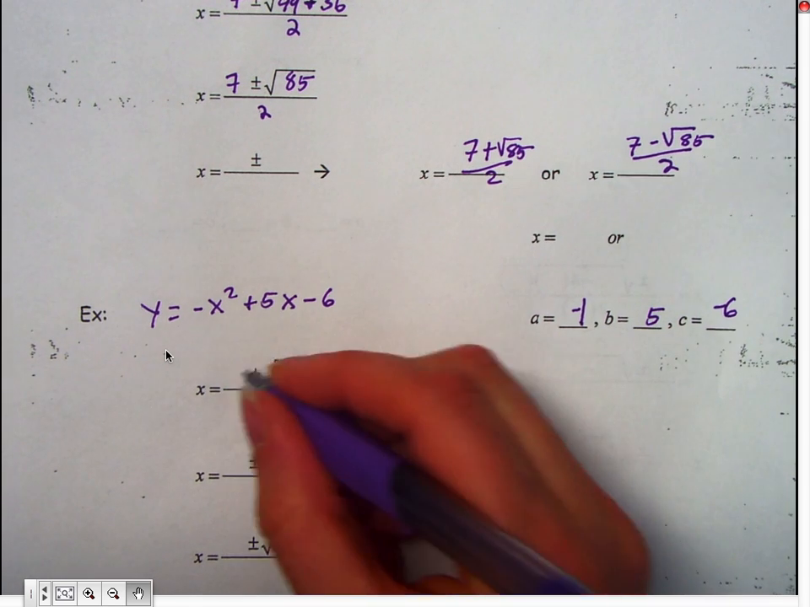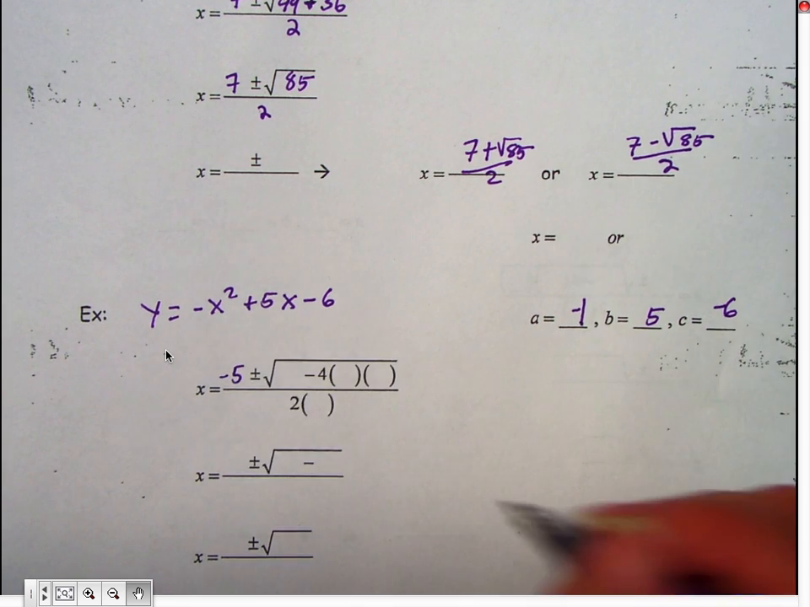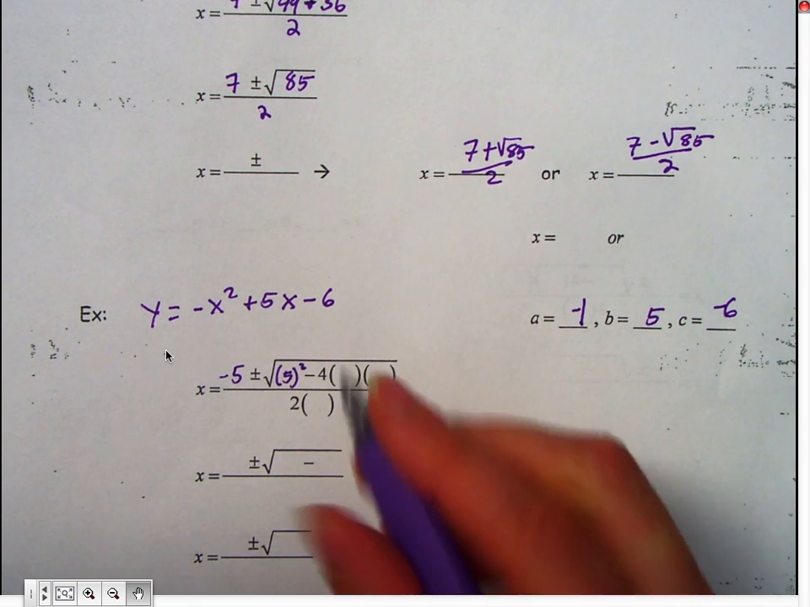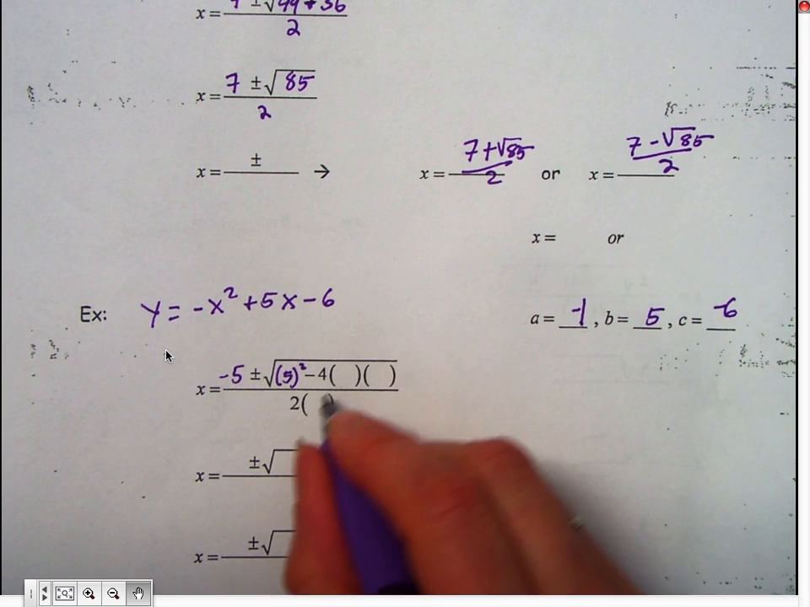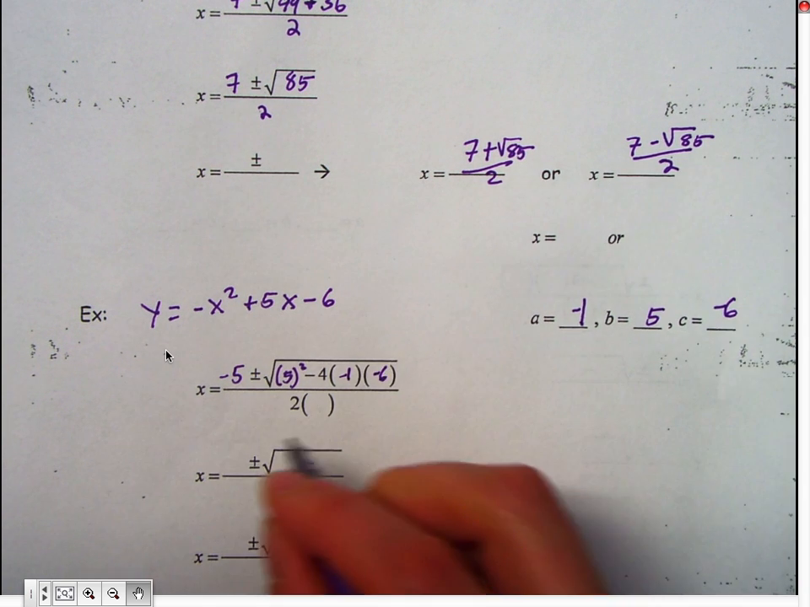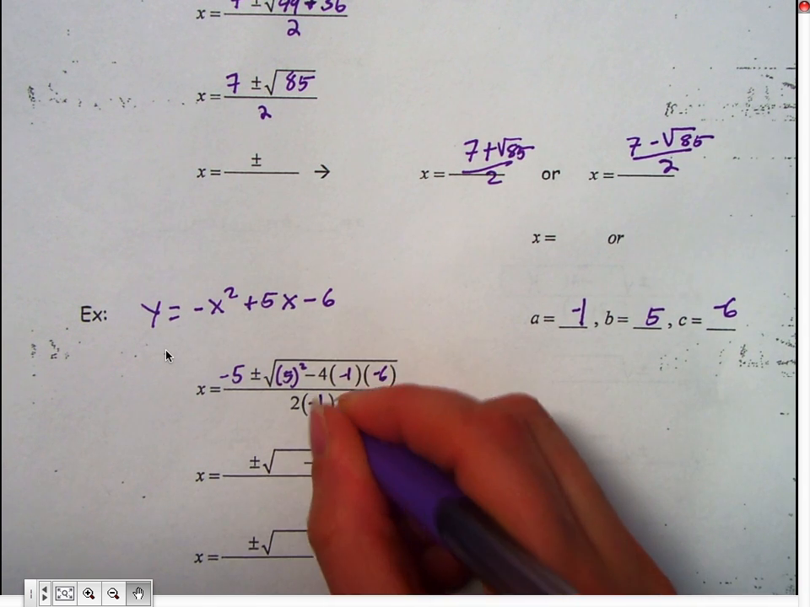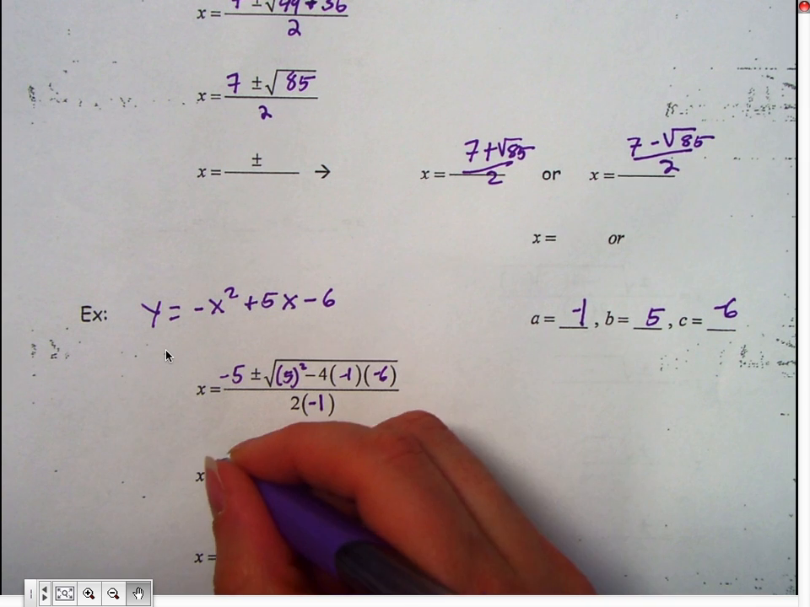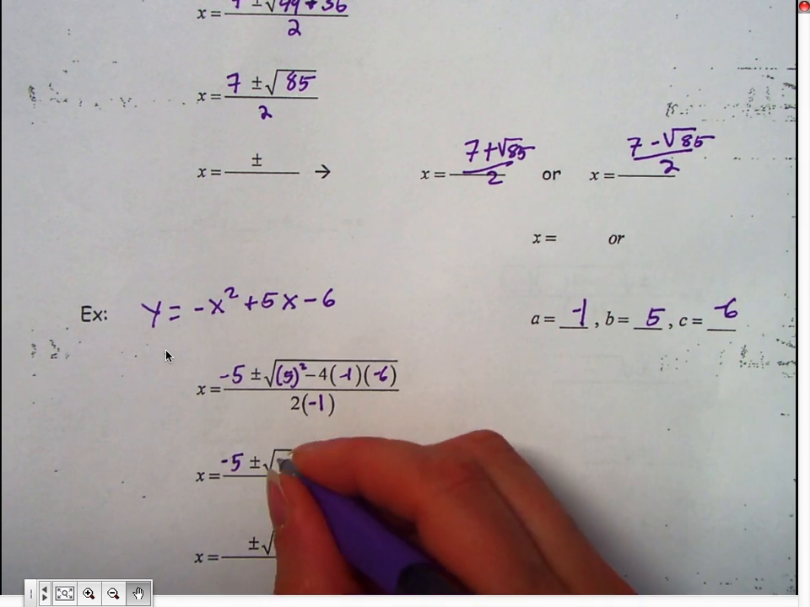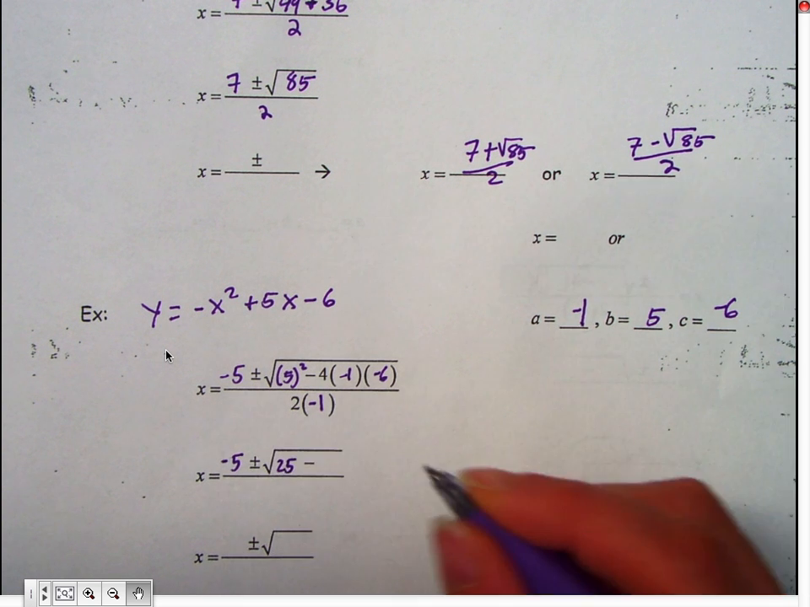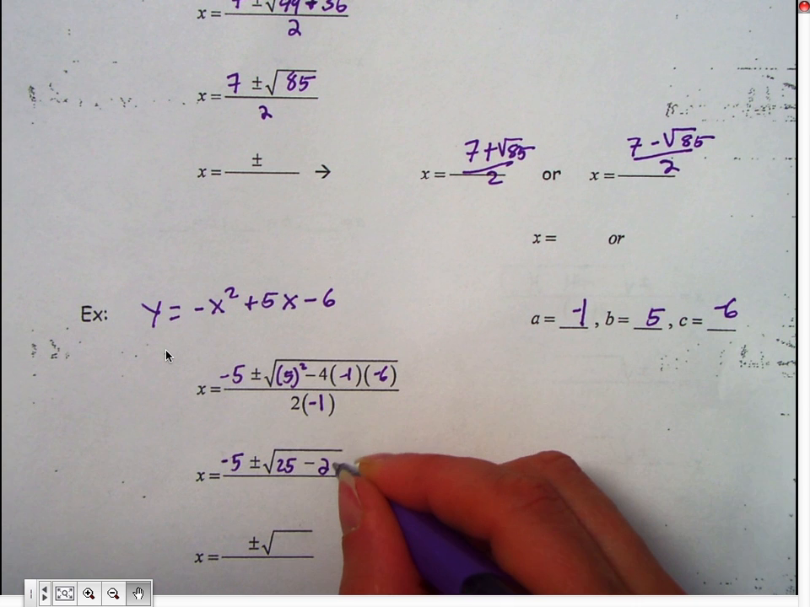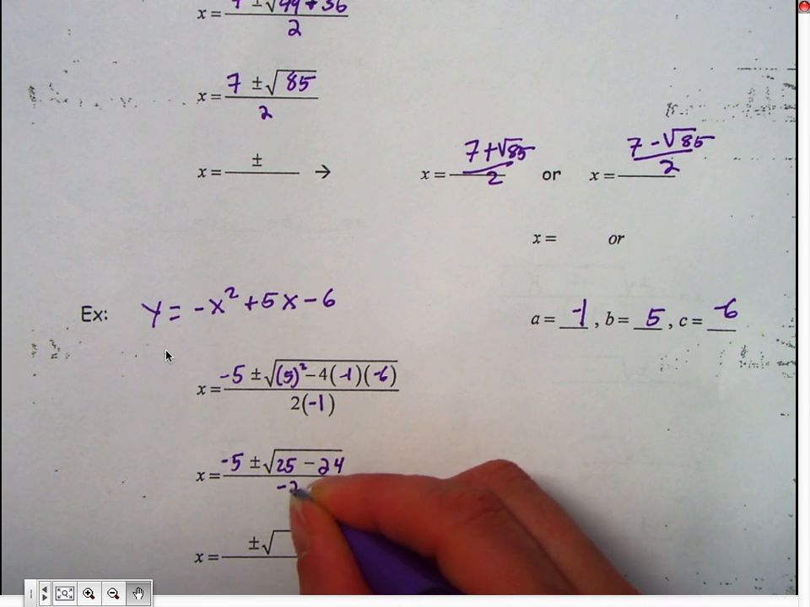First, I'm going to do negative b, so negative 5, plus or minus b squared, 5 squared, minus 4 times a, negative 1, times c, negative 6, all over 2 times a, 2 times negative 1. Now I'm just going to simplify it a little bit. I still have that negative 5 in front, plus or minus the square root of 25, minus 4 times negative 1 times negative 6 gives me a negative 24, all over negative 2.